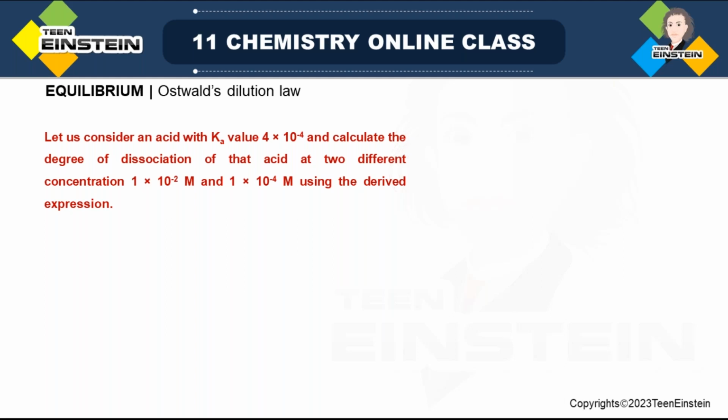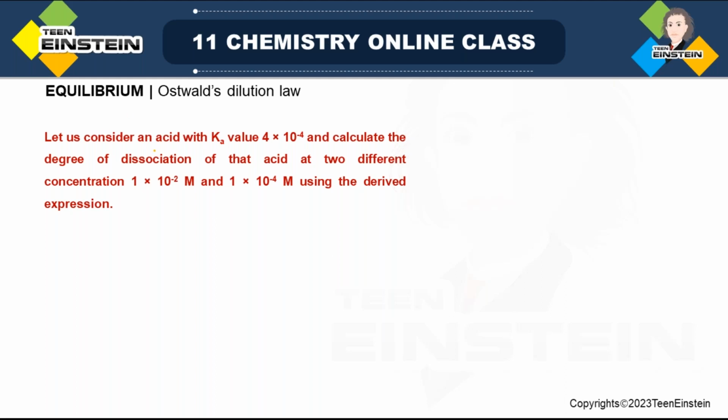In this problem, Ostwald dilution law expresses the relationship between the dissociation constant, the alpha value, and the C value. After solving it, you will be able to understand how a change in concentration affects the value of alpha. That is, when you are moving from one concentration to another, what is the effect on alpha? You can also understand that when you solve this problem.